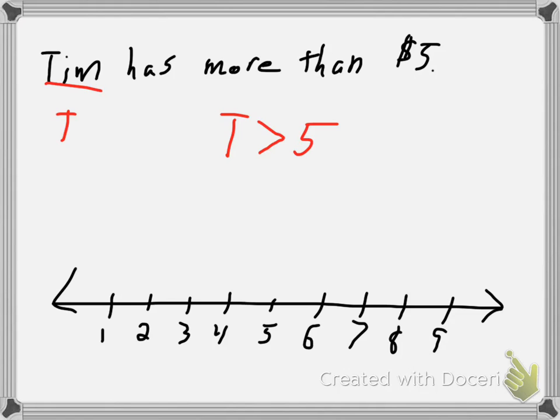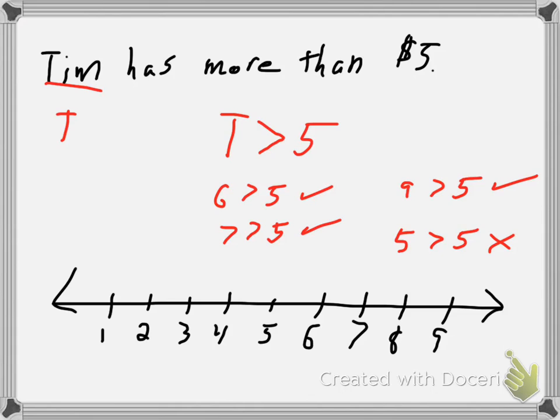I'm going to think, okay, what works here? If I plug in what works, 6 works, 6 is greater than 5. 7 works, 7 is greater than 5. 9 works, 9 is greater than 5. Does 5 work? Is 5 greater than 5? No. So what that means is everything right up until 5 is going to work. Everything on this side of 5 is going to work. So my arrow is going to go that direction.